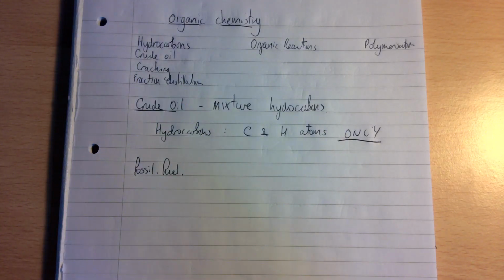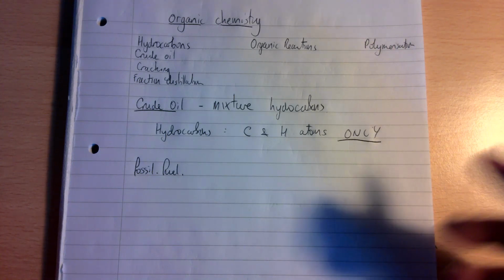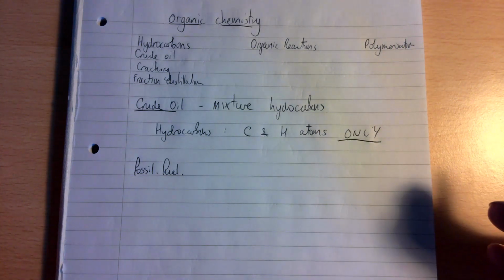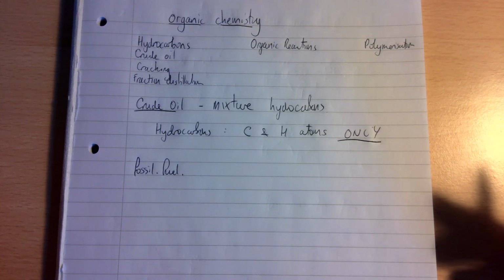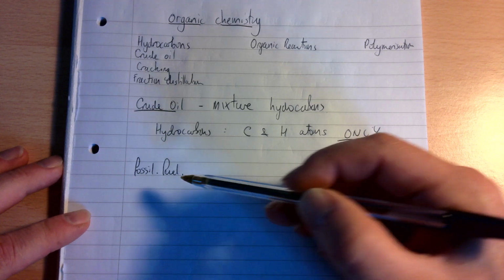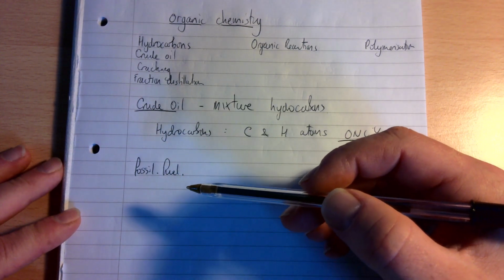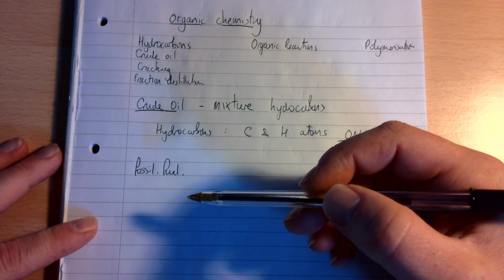And there's lots of links in organic chemistry to other topics, such as bonding. There's a few links in there which I'll try to draw attention to. There's also links to the resources topic, for example. So fossil fuels are finite resources. They will run out eventually, inevitably, because there's only so much of them, and they're not being replaced as quickly as well. They take millions of years to replace.